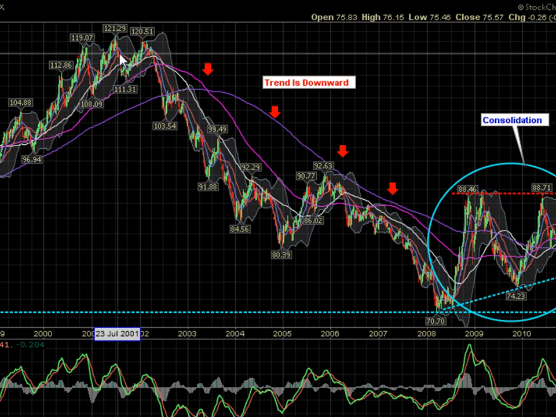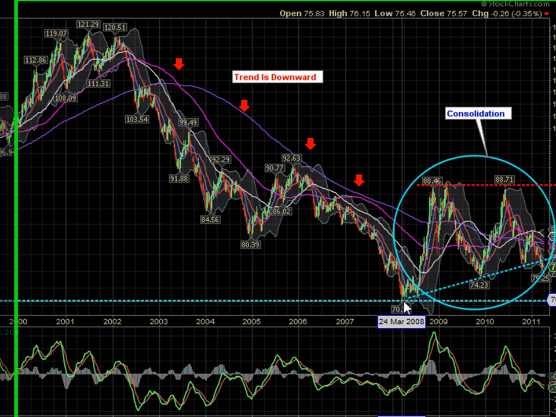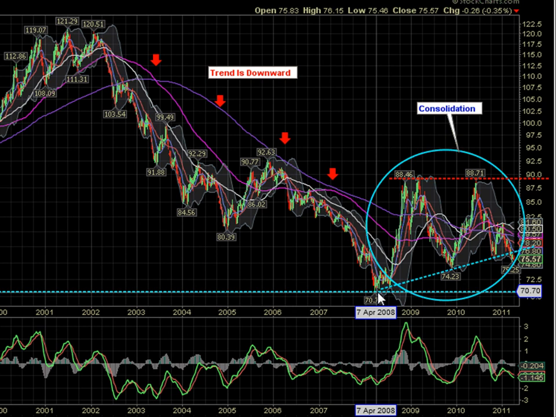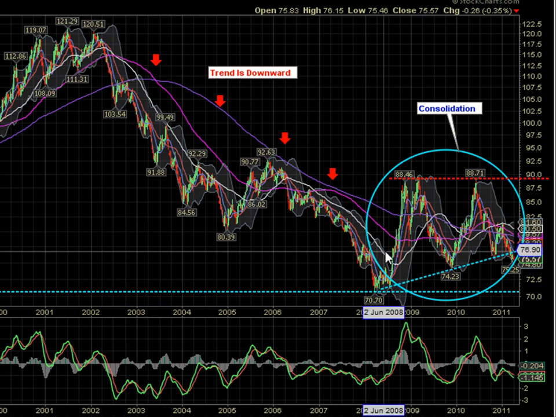So from 2001 to 2008, where we hit a low, we had about a 7-year downwards trend, and the low here was 70.70 on the index. So it's taken quite a tumble, had a lot of selling pressure.